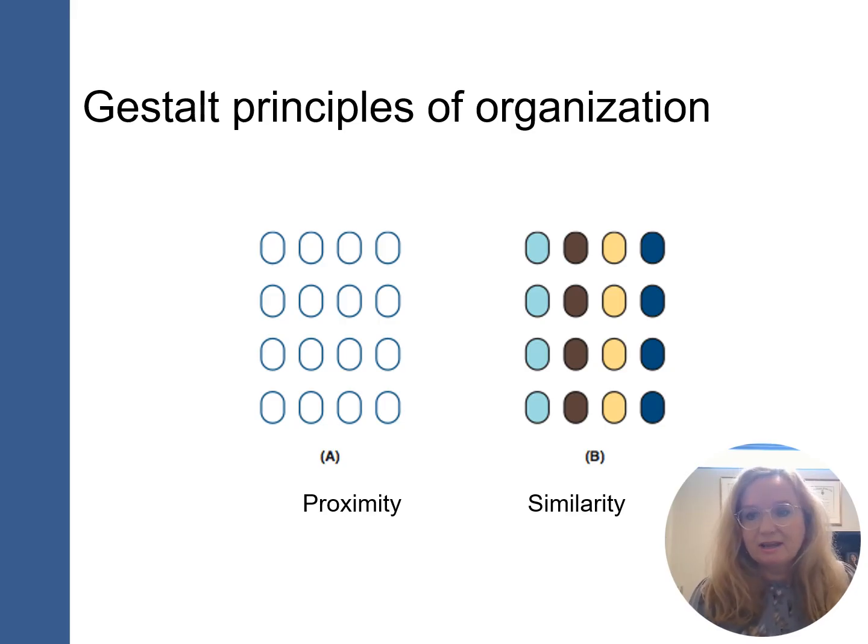Likewise, similarity. If you see things that are similar in color, in texture, you think those things go together. So in the right panel, in panel B, you see blue items and brown items and yellow items and teal colored items. And so you see sort of four columns because you group the colors that are the same together.